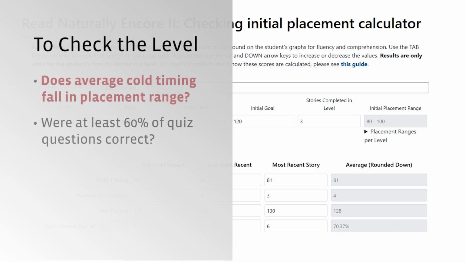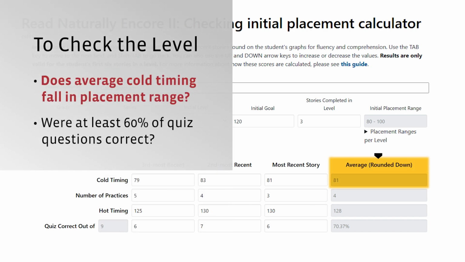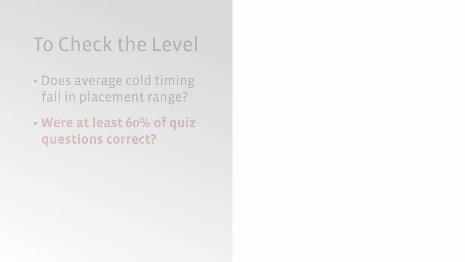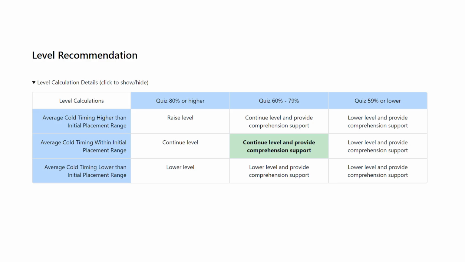Cabe, a 6th grader, has an average cold timing score of 81 words correct per minute. This score falls within the placement range for his level, 5.6. On the quizzes, he got 70% correct on his first try. Ms. Wells compares these results to the table. Cabe's average cold timing fell within the placement range, and his quiz results fell between 60 and 79%. So, the table suggests that Ms. Wells shouldn't change his level for now, but she notes that because the quiz percent correct was less than 80%, she'll need to work with Cabe on comprehension.